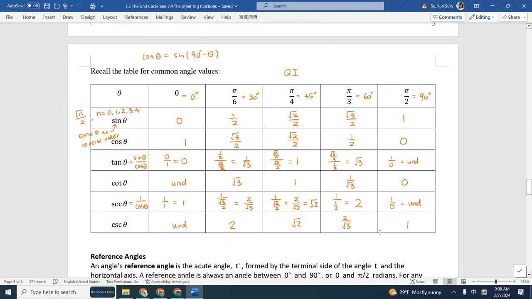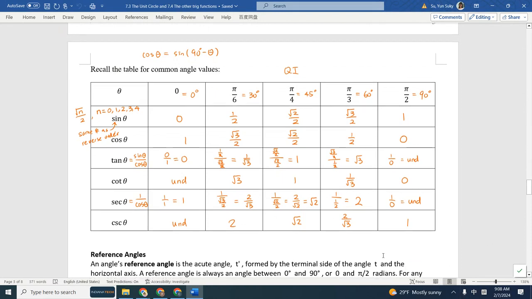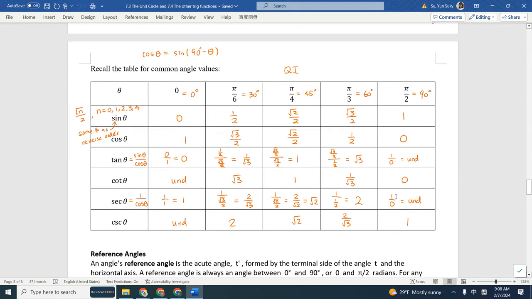So this table is very important. So make sure you practice memorizing the values. And I would say learn the pattern. Then you can write down all the numbers. Okay, so find the pattern.